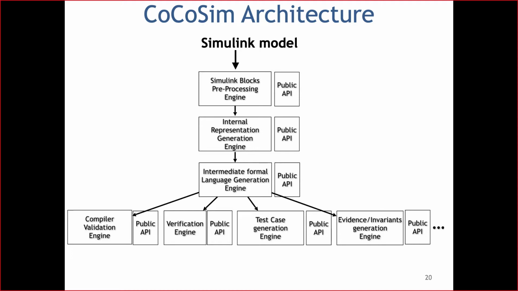Then CoCoSim does all the steps presented in this slide automatically. First, it starts by pre-processing the model. Pre-processing is a very important step because it simplifies some blocks into another subset of more basic blocks, to reduce the subset of blocks that we need to translate to Lustre. The second step is the internal representation engine, where we get all the information about the model and generate a hierarchical representation of the model in a JSON format, and save it in a file. So we don't need the model anymore. The compiler can be developed in any language, Java or C++, since we have all the information about the model and we can export it as JSON.